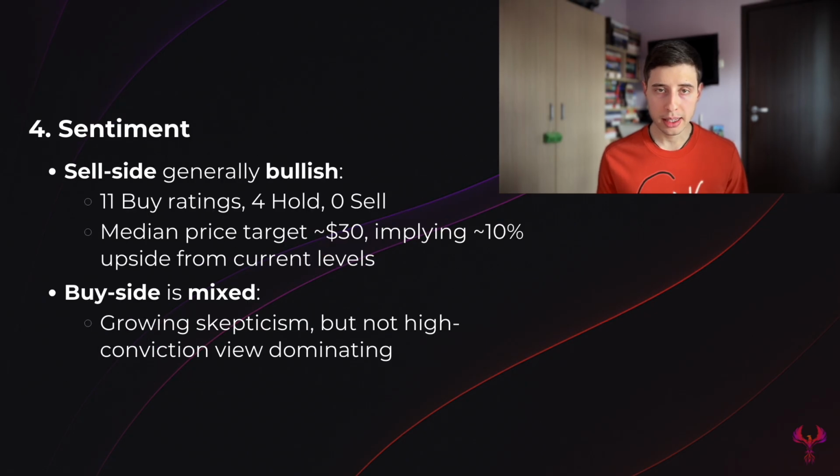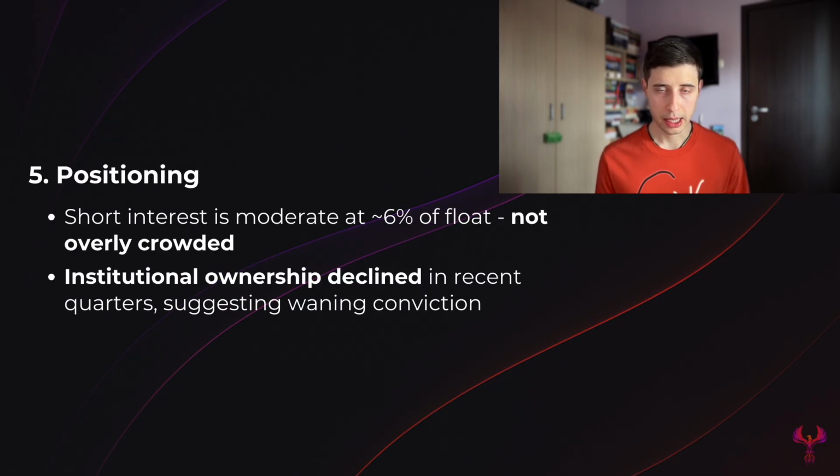Step 4 is sentiment. Sell side is generally bullish, with 11 buy ratings, 4 hold, and 0 sell. Median price target is $30, implying 10% upside from current levels. Buy side sentiment is somewhat mixed. There is growing skepticism, but no high conviction view dominating. Step 5 is positioning. Short interest is moderate, with around 6% of float, which means the stock is not overly crowded. Institutional ownership declined in recent quarters, suggesting waning conviction in the company.